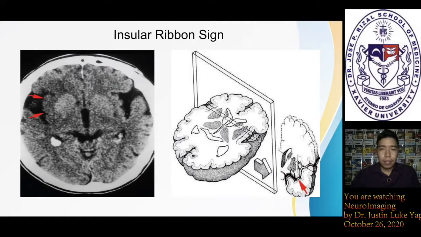Then you also have the insular ribbon sign. Sometimes this is the only clue that there is a hyperacute infarction happening. The main thing is to look for which side is involved. If the patient presents with left-sided weakness, you look at the right side, same as in this patient. You will be able to appreciate loss of the insular ribbon, and that is a key sign in very early infarction.